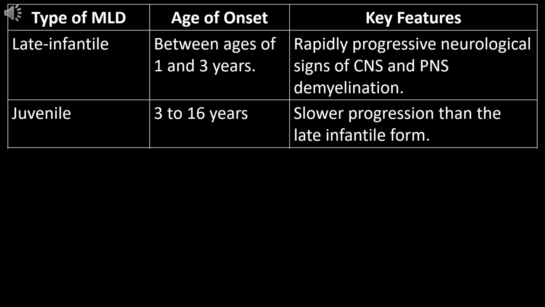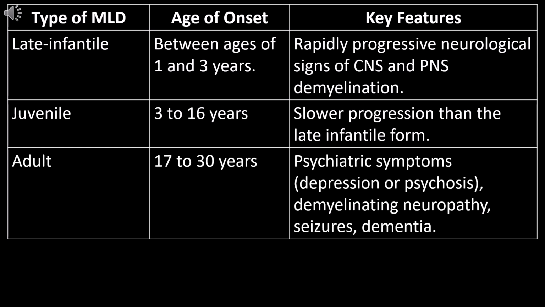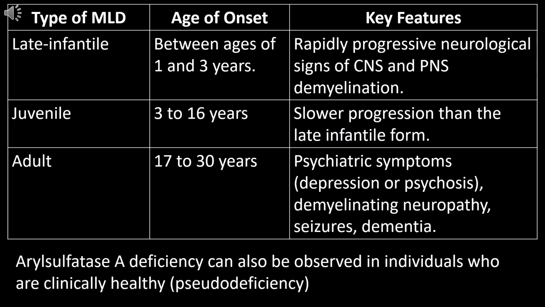A juvenile form, with onset between 3 and 16 years of age, has a slower progression, and an adult form that may present with psychiatric symptoms of depression and psychosis, and signs of demyelinating neuropathy before seizures and dementia appear. It is essential to emphasize that not all patients with low sulfatase activity exhibit symptoms.